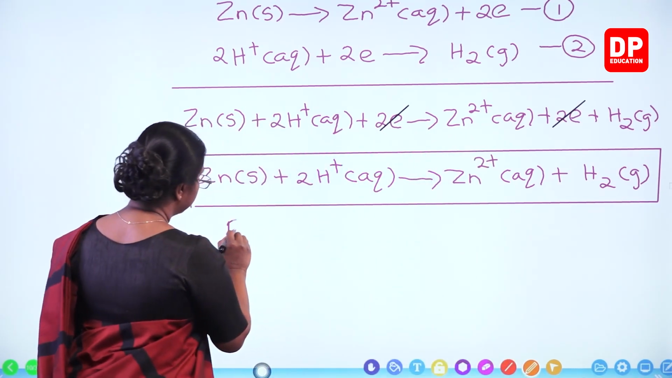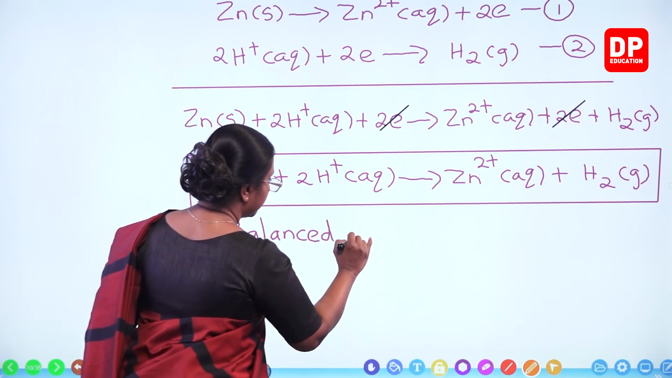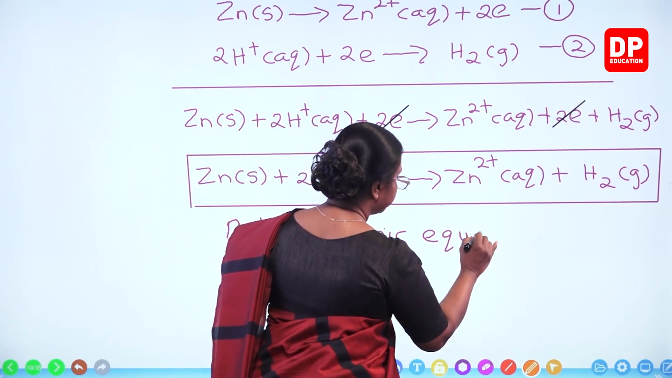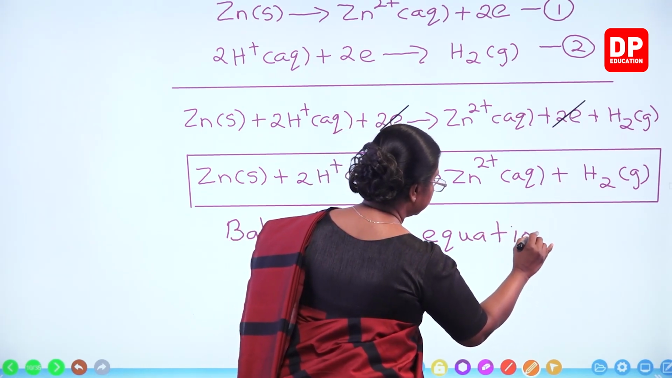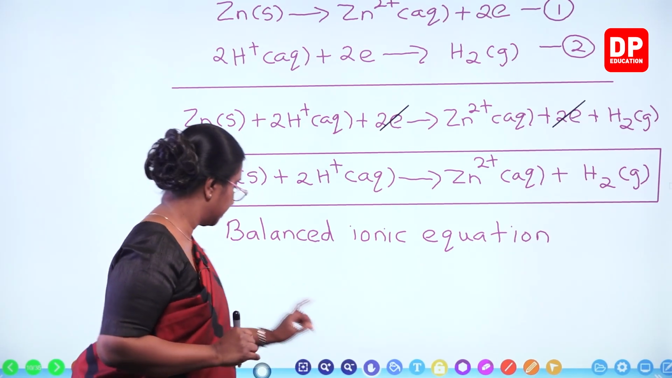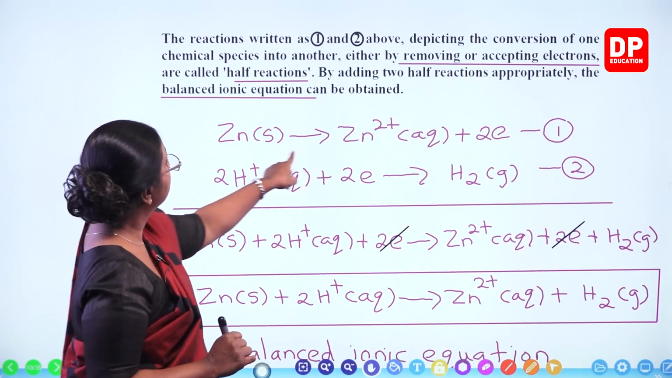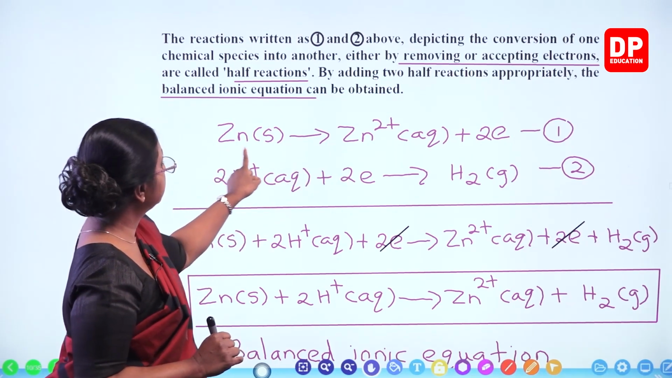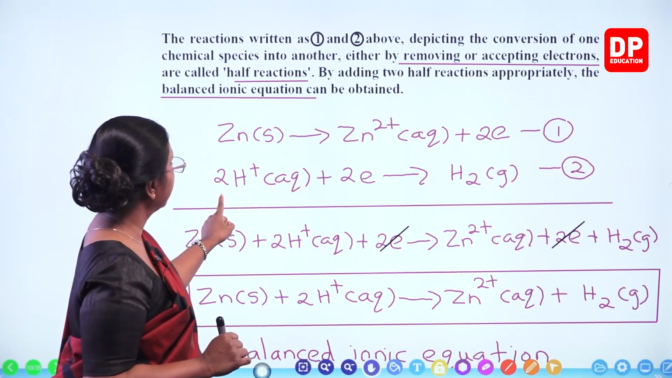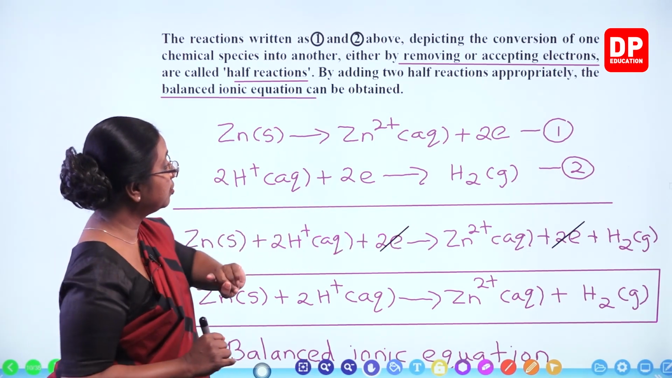This is the balanced ionic equation. So now all the new terms. Here you can see the half reactions. Zinc solid becoming zinc 2 plus, losing electrons, and H plus ions taking up electrons becoming H2 gas.